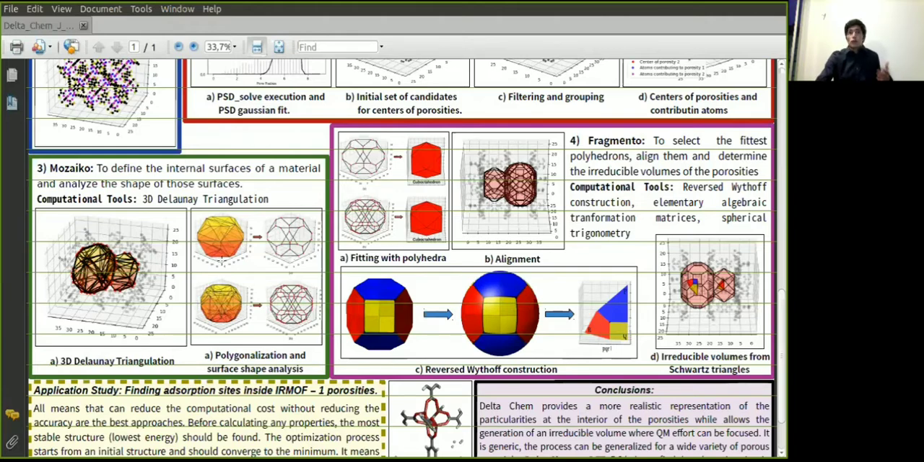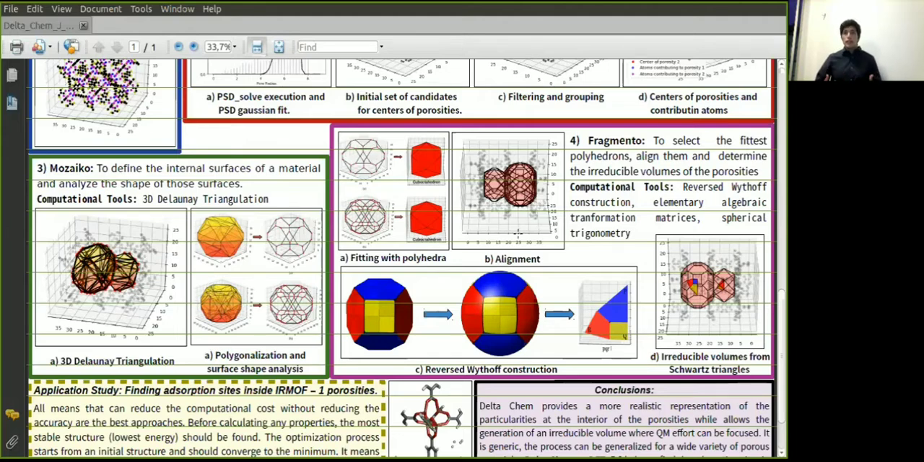For this task, Mosaico classifies the triangles according to which of them lie on the same plane to form polygonal faces. At the end of this polygonalization process, the convex hull of the triangulation is transformed into a polyhedron whose volume, surface area, and number of faces are known.